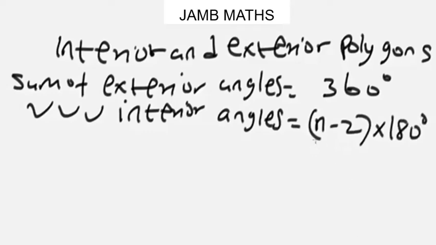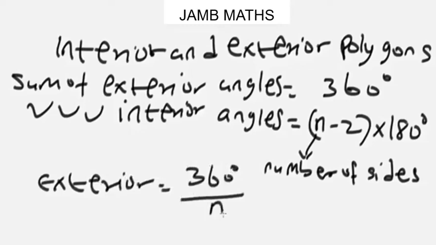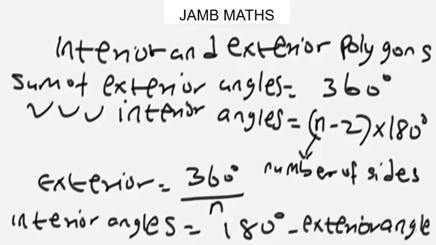Where n is the number of sides. Note again that for a single exterior angle, not the sum, we have it to be 360 degrees over n. When you want to find the number of sides, you use this formula for exterior angles, whereas for an interior angle, we use 180 degrees minus the exterior angle. So take note of these formulas, guys. Very important, because we are going to go into solving problems with them now.